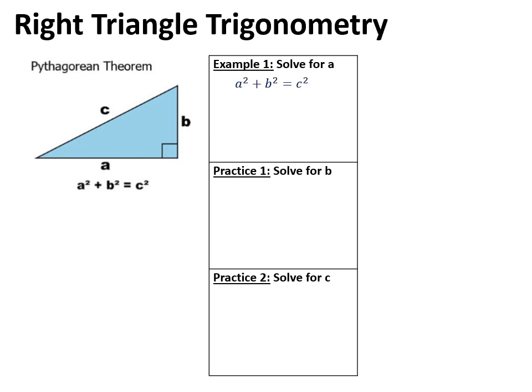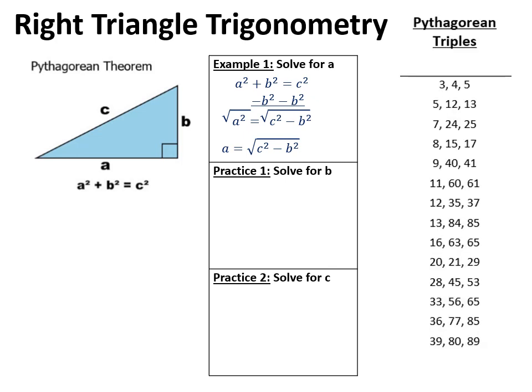Let's practice solving for a. You write it down, and we want a by itself, so we have to move b squared to the other side, so we subtract that. That gets us a squared equals c squared minus b squared. To get a, we need to square root both sides. That gets us a equals the square root of c squared minus b squared. Now you do the same thing for solving for b and solving for c from the original.